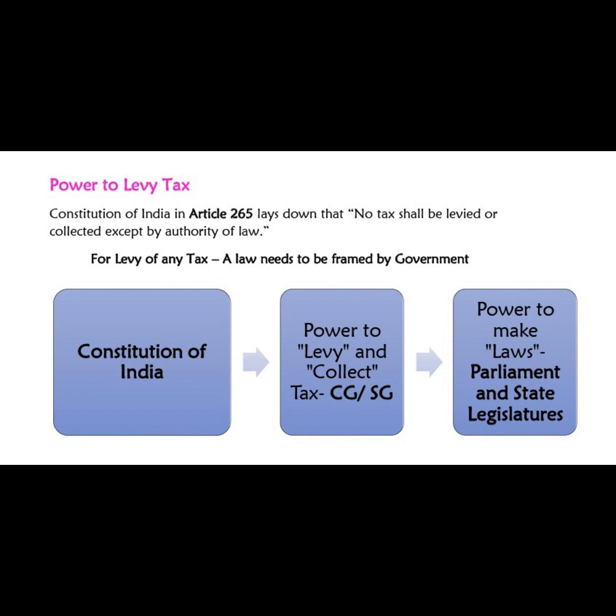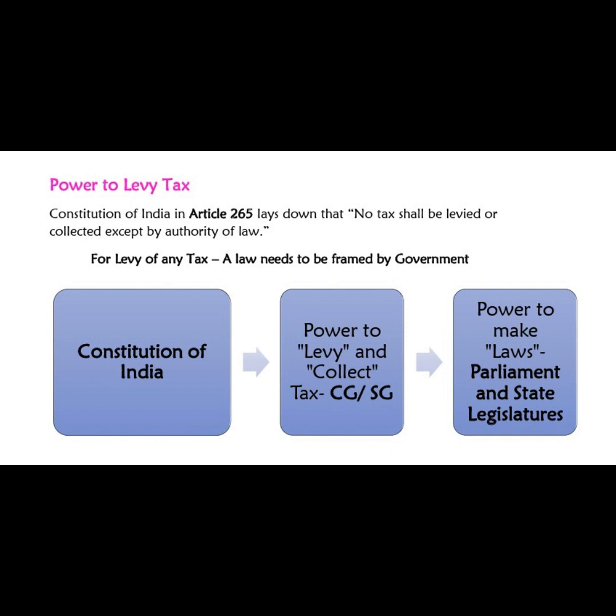So, the Constitution of India has divided the work of levying and collecting taxes and making laws for taxes between the governments and parliament and state legislatures. So the law will be made by parliament and state legislators first, and accordingly central government or state government are empowered to levy and collect taxes. So first parliament and state legislatures will make a law for taxes, and then central government or state government will accordingly levy and collect the taxes.